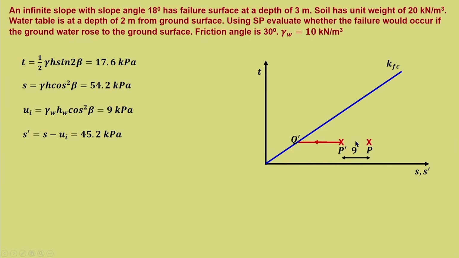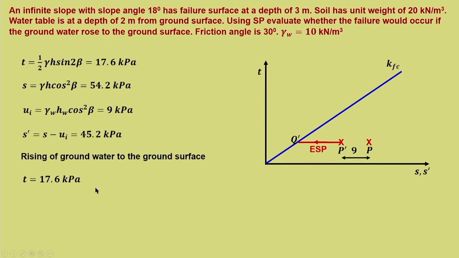Now let us assume that the stress path reaches Q dash when there is groundwater fluctuation. Now actually whether it is touching the failure line or not, that is what we need to evaluate in the given example. Now if it is touching, then it means that the failure would occur. Now this is a given ESP for this infinite slope condition which we have just seen. Rising of groundwater to the ground surface. Let us try to understand this particular case.